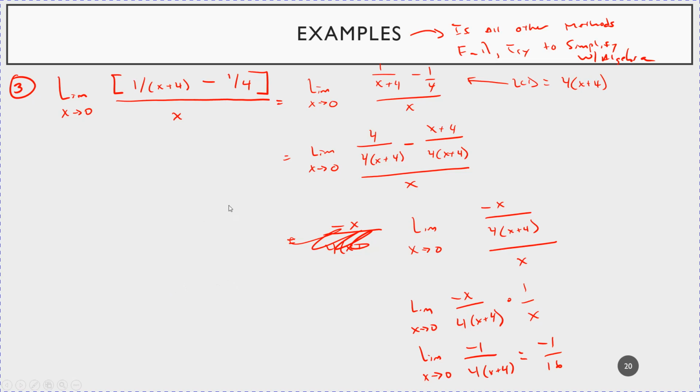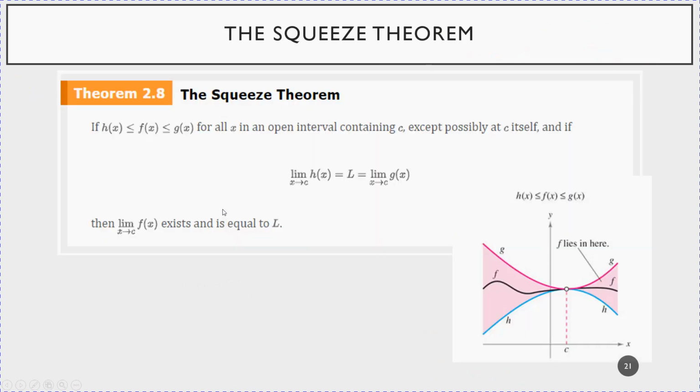Okay, next I want to show you a theorem called the Squeeze Theorem. All right, it works like this. If h of x is less than or equal to f of x, which is less than or equal to g of x, for all x in an open interval containing c, except possibly at c itself, and if the limit as x goes to c of h of x is equal to L, which is equal to the limit as x goes to c of g of x, then the middle limit, the limit as x goes to c of f of x, exists and is equal to L.